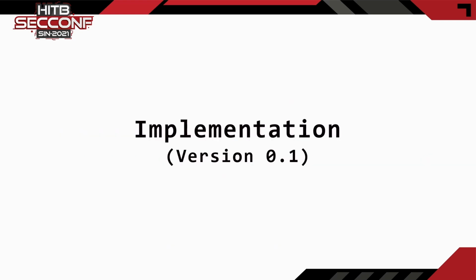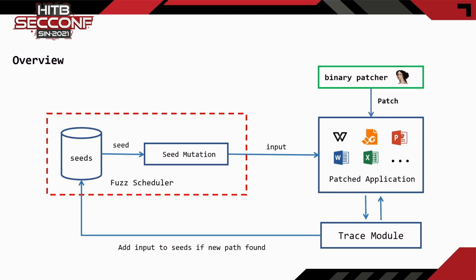Next, I will introduce the implementation of trapfuzzer, including the software architecture and the implementation of each module. First, let's take a look at the overall architecture of trapfuzzer. Trapfuzzer can be divided into 4 components, namely the binary patching module, the fuzzer schedule module, the seed mutation module, and the trace module. The workflow of the tool is as follows.